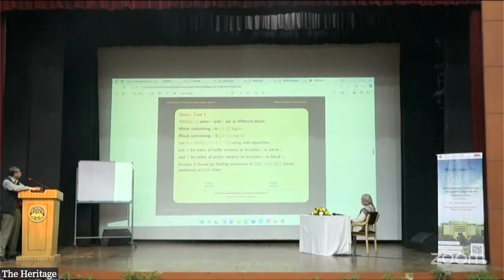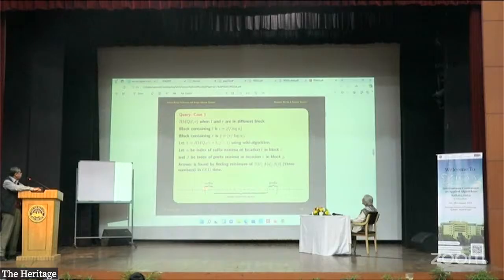Query part. Let me assume that I'm interested in finding the minimum item between L and R. Let us consider the first case with L and R in different blocks. I find the index i of the block containing L. I find the index j of the block containing R. And I look at the array S which I have pre-processed for range minimum queries and find the range minimum. So if this is L, this is R, pre-processing gives me the minimum item from here to here.